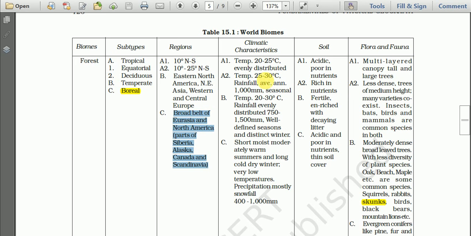And see here the climatic characteristics of the equatorial biome. The temperature ranges between 20 and 25 degrees Celsius, evenly distributed throughout the year.